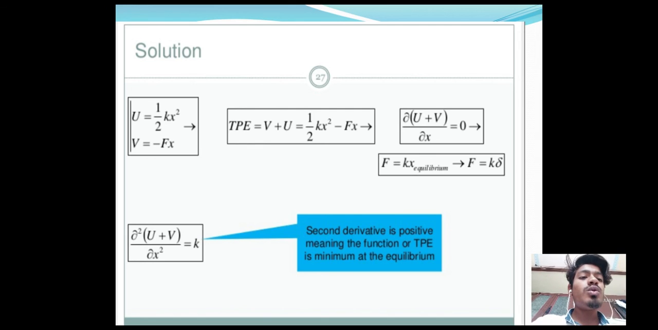F = kx at equilibrium, F = kδ. So the second derivative d²(U + V)/dx² = k. We'll get the final solution. The second derivative is positive, meaning the function, or total potential energy, is minimum at the equilibrium.